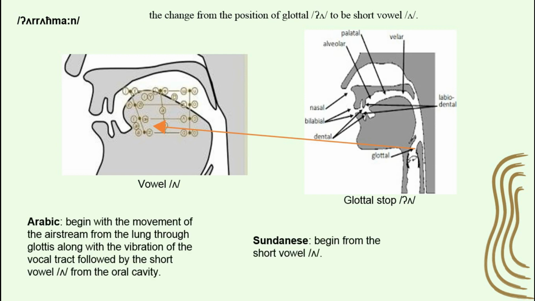It means that in producing this word sound, the native Arab will automatically begin with the movement of the airstream from the lung through the glottis along with the vibration of the vocal tract, followed by the stored vowel a from the oral cavity. Different from the Sundanese sound system, this table shows that the sound begins from the short vowel a. It is also actualized in the transliteration from Arabic to Sundanese. The voiced glottal stop followed by the short vowel a remains pronounced as a, as seen in the Sundanese writing system in the table.